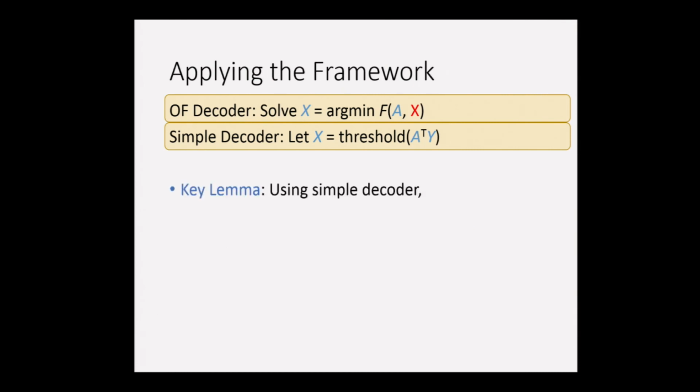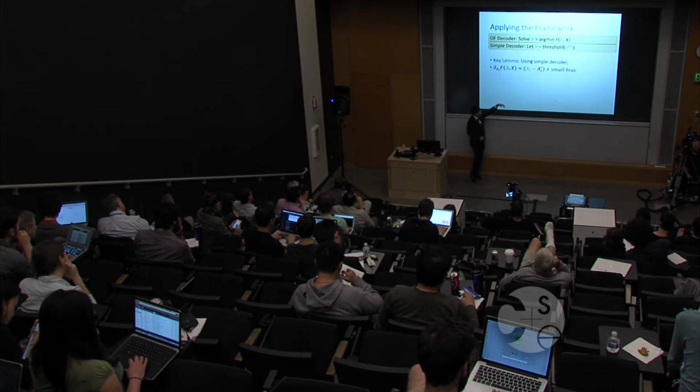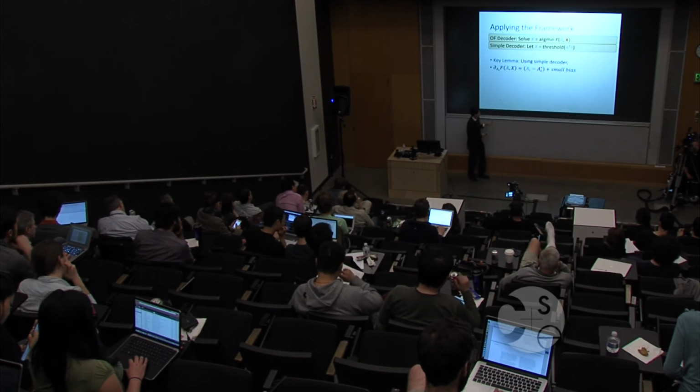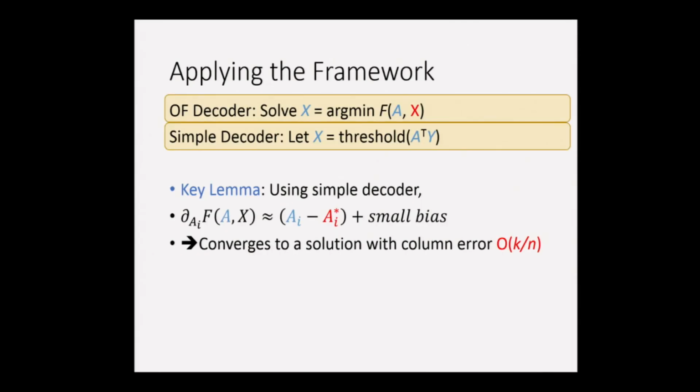And the key lemma we show is that using even this very simple decoder, we can show the gradient of f is very close to the correct direction plus a very small bias. This bias is so small, this bias will be the epsilon term in the last slide. This epsilon will be so small that it guarantees the algorithm converges to a solution where the column-wise error for the dictionary is order k over n. So recall we started with a solution that's 1 over log n close. Now we get a much closer solution with k over n.